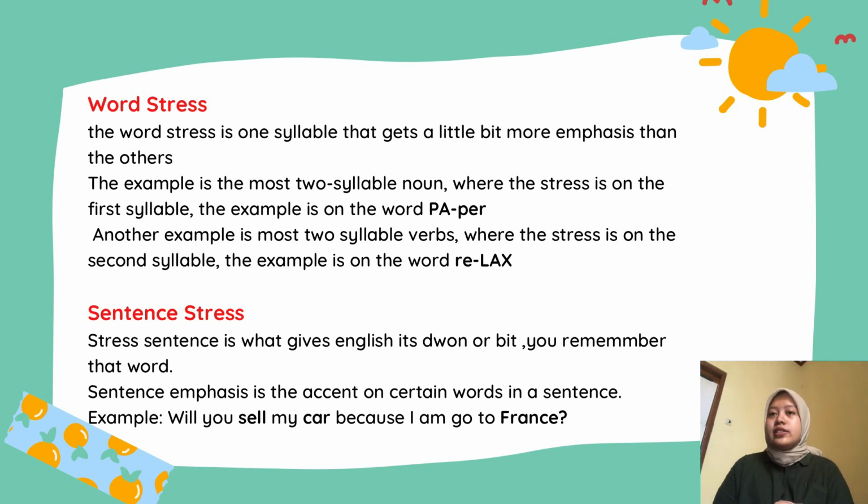What is word stress? Word stress is when one syllable gets a little more emphasis than others. We can say it a little louder. It can help us pronounce words correctly. From several sources, I know that there are six word stress rules, but here I will only explain the important points. For example, in most two-syllable nouns the stress is on the first syllable. The example is the word pepper.